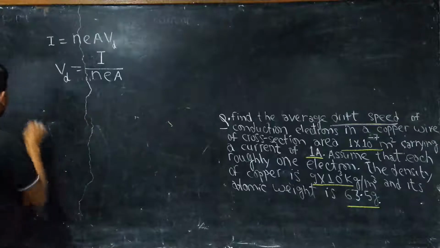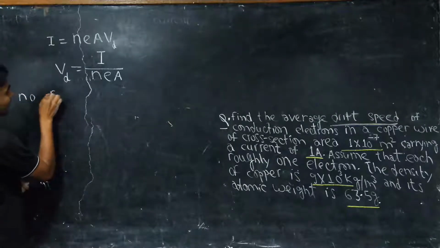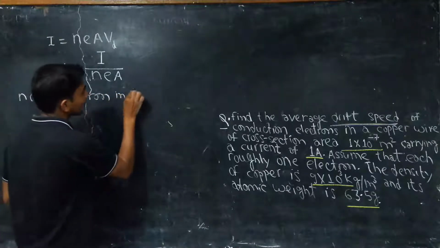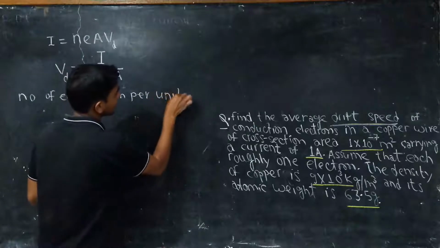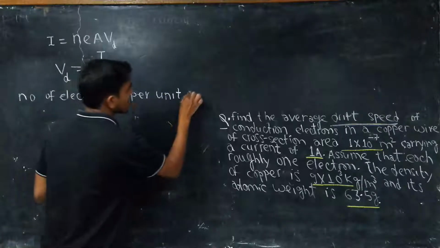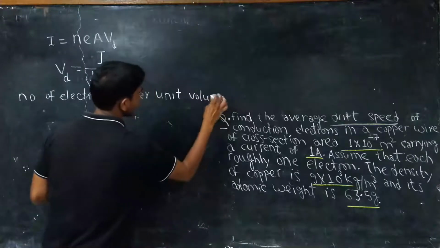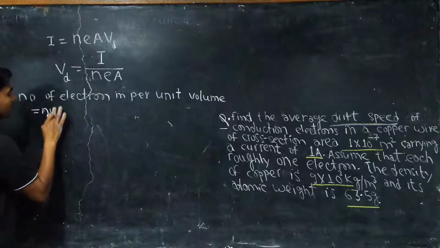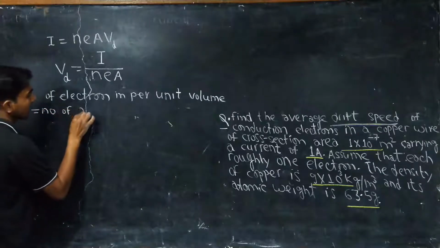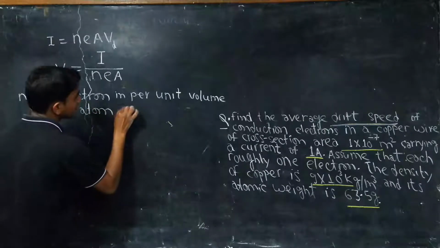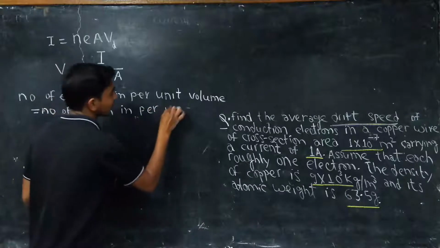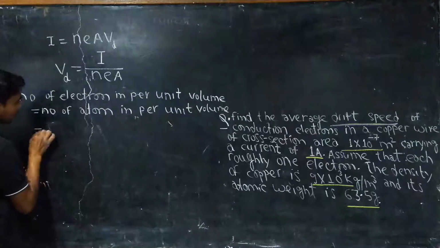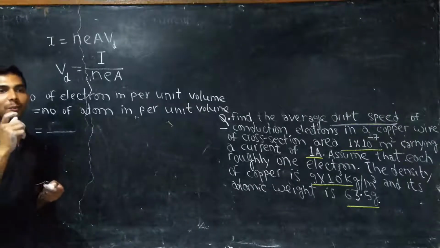N is the number of electrons per unit volume, which is equal to the number of atoms per unit volume, and the number of atoms per unit volume we have to find. Okay, number of atoms per unit volume.